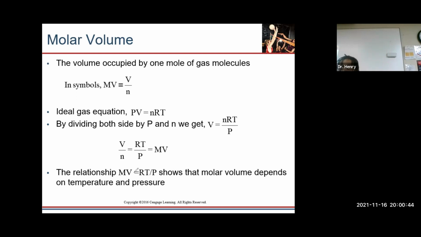It's going to be 273 over 1 bar. Okay, so what is R again? Because is there an R in there? 0.0821 atm, that's the key. atm times L divided by moles Kelvin.